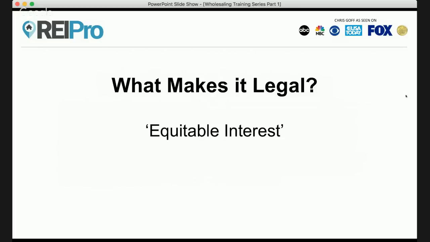So every real estate contract in the world, as far as real estate, is considered an option contract. In an option contract, you have the right to assign or sell that interest. Now, I know a lot of realtor contracts are going to say you can't do that. So unless it specifically says you can't, you can. And that's what makes it legal.